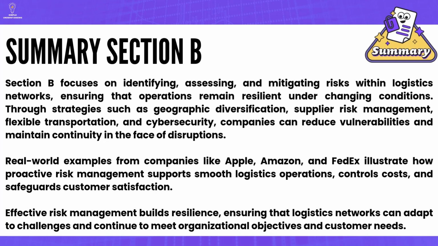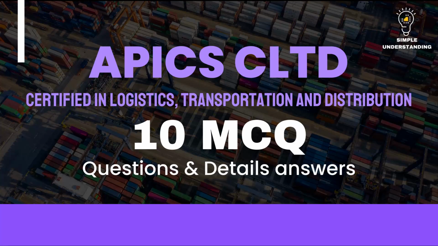Real-world examples from companies like Apple, Amazon, and FedEx illustrate how proactive risk management supports smooth logistics operations, controls costs, and safeguards customer satisfaction. Effective risk management builds resilience, ensuring that logistics networks can adapt to challenges and continue to meet organizational objectives and customer needs. Let's take a small practice test for Section B.